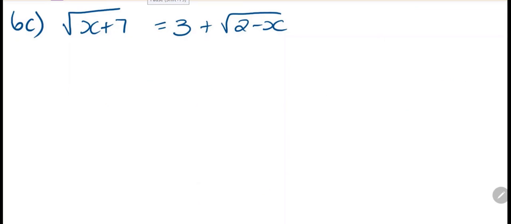Okay, so another guided practice question. Solution now is 6c. So this time we're going to square both sides. So I'll rewrite my equation.